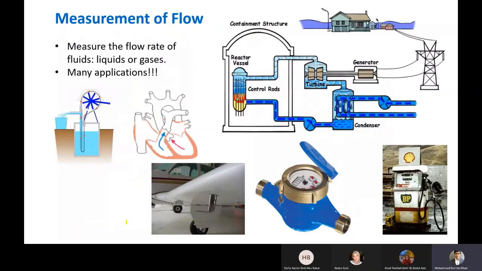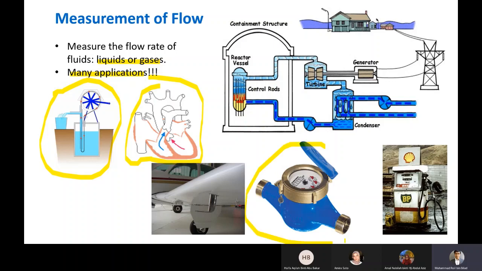Okay, then we also have a measurement of flow. It is to measure the flow rate of liquids and gases. There are many applications, from measuring the flow rate of a hand pump to the measurement of your blood circulation rate. We use it in the metering of water. I don't know if you have ever seen it. It is very common here when we go to refuel our gas.